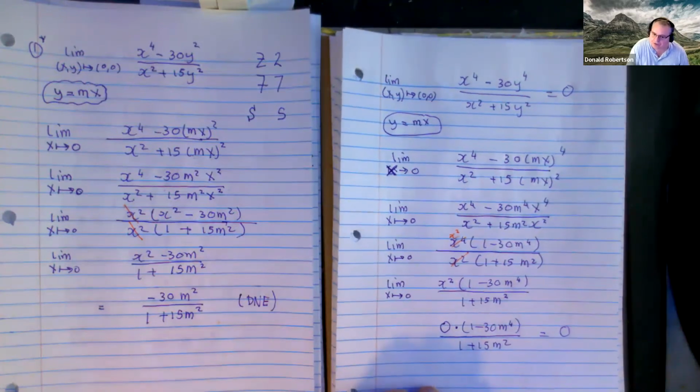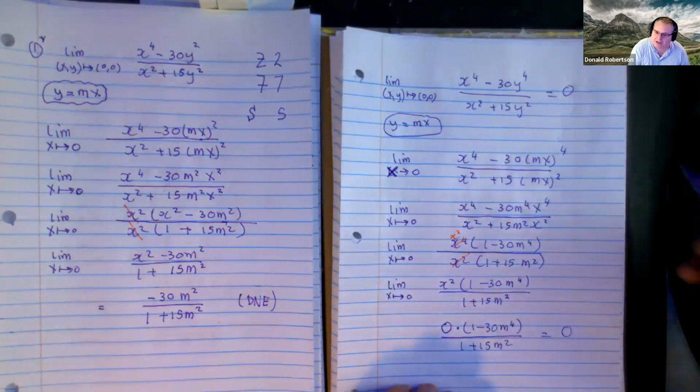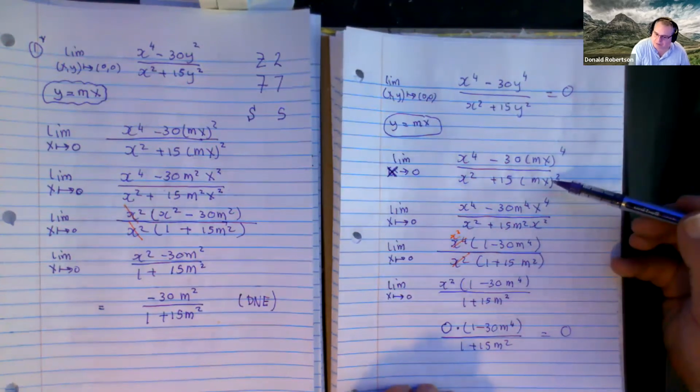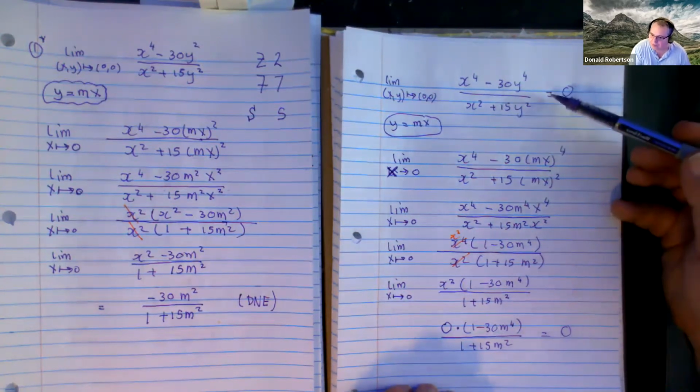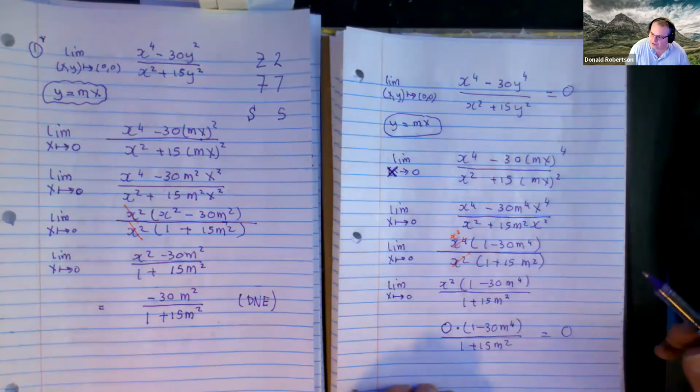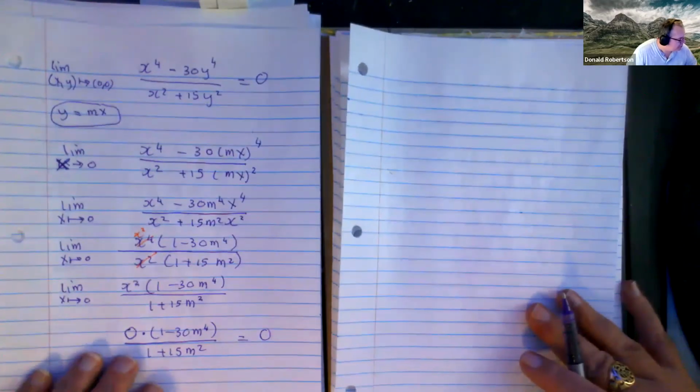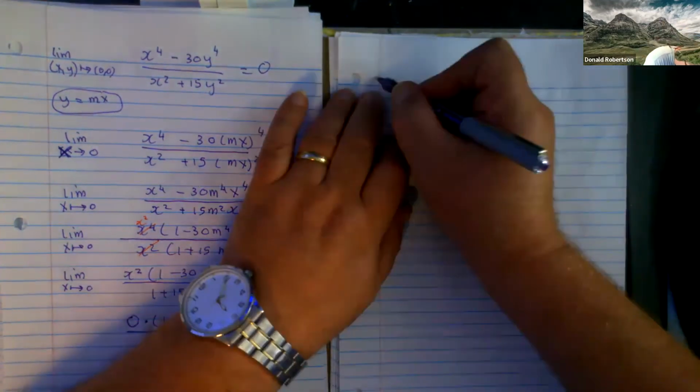Any questions about this process of turning it into a single variable limit that we know how to deal with from the double variable limit that the question started off as? Are we good? Okay, then let's show you an ugly one, which is a version of question 3.